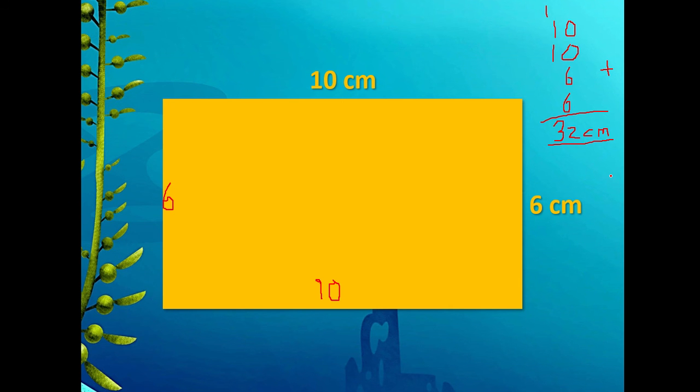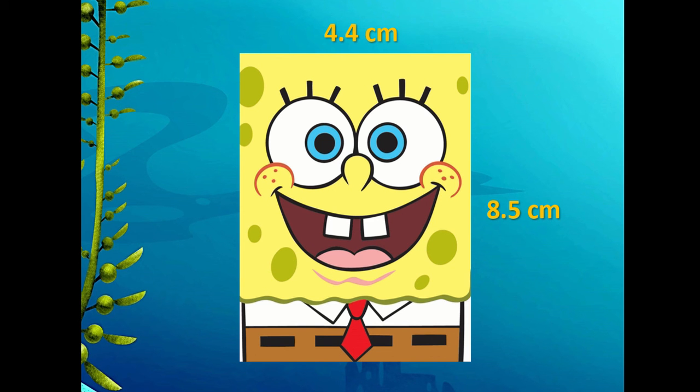Let's look at another example. Here's SpongeBob, and I can see he is 8.5 centimeters down here, and he is 4.4 centimeters along the width there. So if it's 4.4 along the width there, then of course this width at the other side is going to be exactly the same. That is going to be 4.4 centimeters as well. And if it's 8.5 down the length there, then of course this length here is also going to be 8.5.